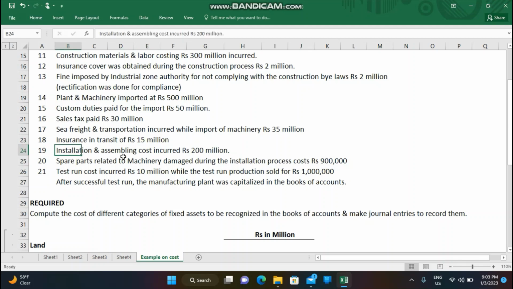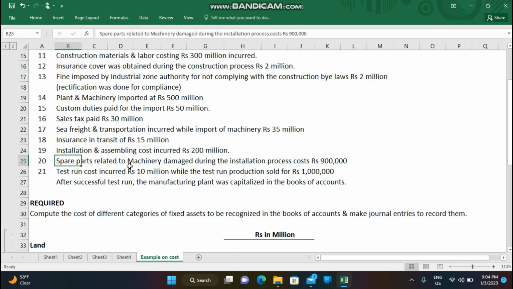Next is installation and assembling cost incurred, rupees 200 million. We all know that any installation and assembly cost is a directly attributable cost and will be necessary to bring the asset into its present location and condition for its intended use. So according to that definition, this 200 million as installation and assembly cost will be included in the cost of plant and machinery.